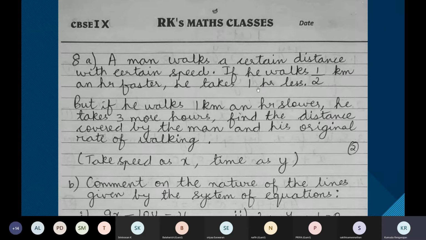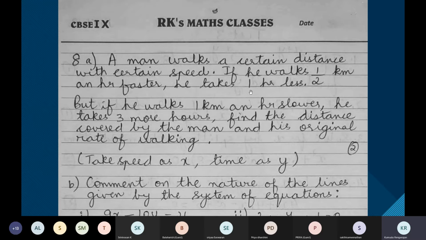He takes 1 hour less. So if he actually takes y hours, if his actual speed is x, his new speed is x plus half. If his actual time taken is y, his new time taken is y minus 1, because he takes 1 hour less. So y minus 1. Now I think you're able to recall the situation. So let us assume the original speed as x kilometer per hour and the original time taken as y hours.